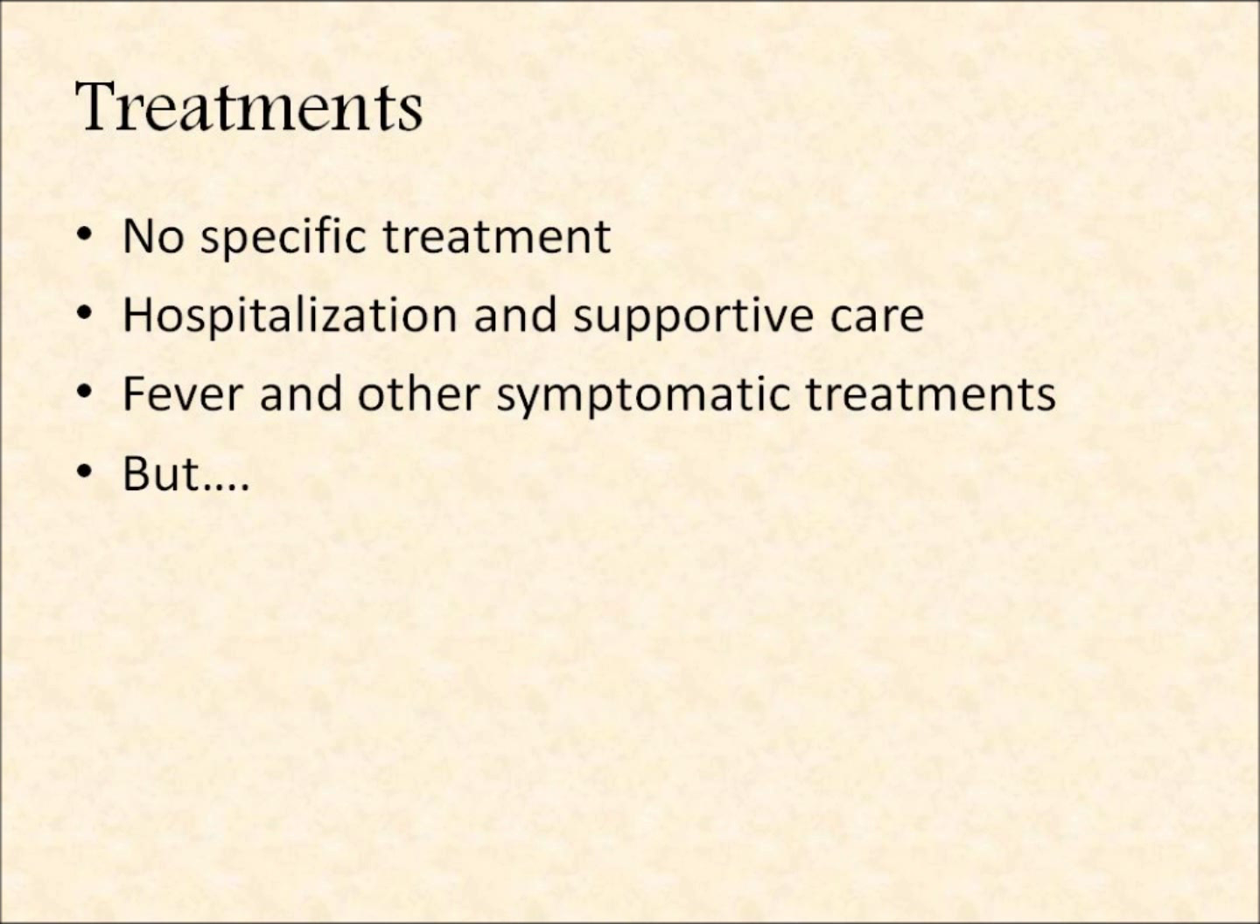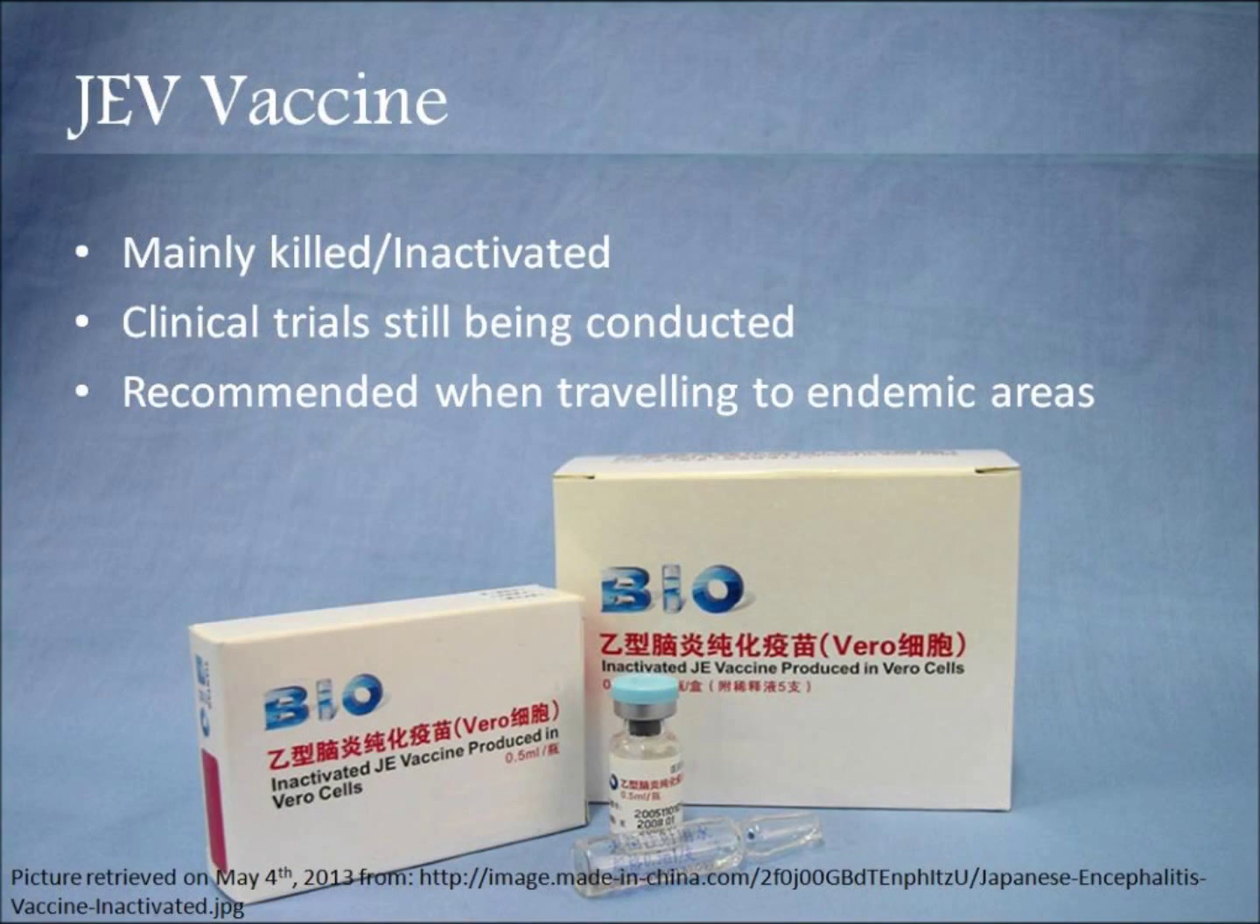Japanese encephalitis has no one specific treatment for the disease itself, aside from maybe hospitalization and supportive care. You can use medications to treat the symptoms, but not the virus itself. However, there is a vaccine. Yay! So, the type of vaccine they use is mainly killed and inactivated, which just means they use killed and inactivated viruses as the base.